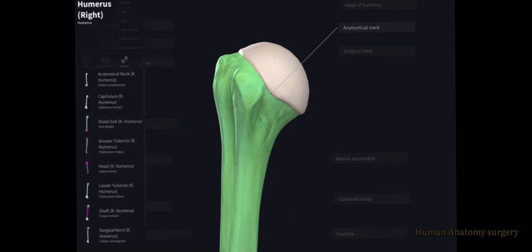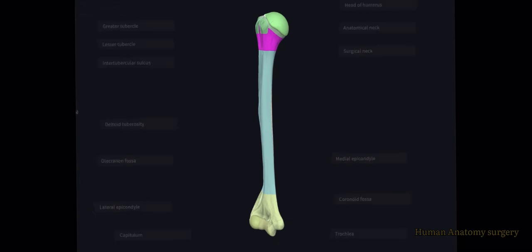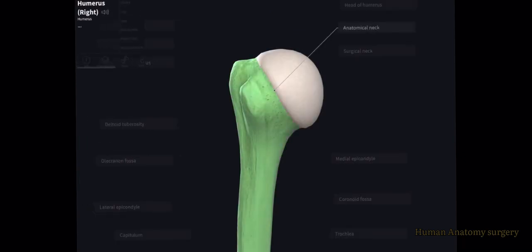Now, distal to that, we have the surgical neck. And it's called that because it's actually a very common site of fracture in the arm. It's this narrow portion. In this area right here, we also have the greater and lesser tubercles.